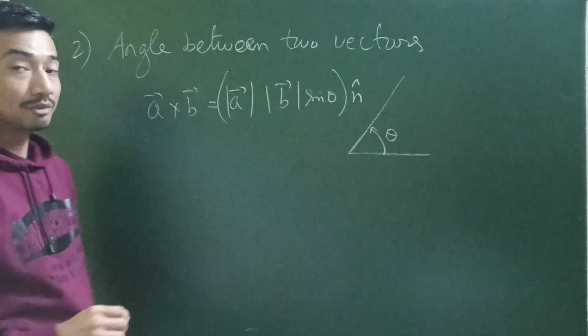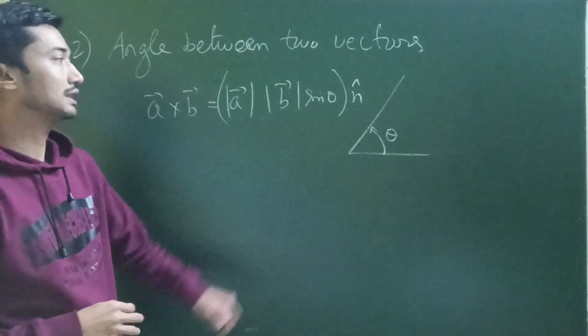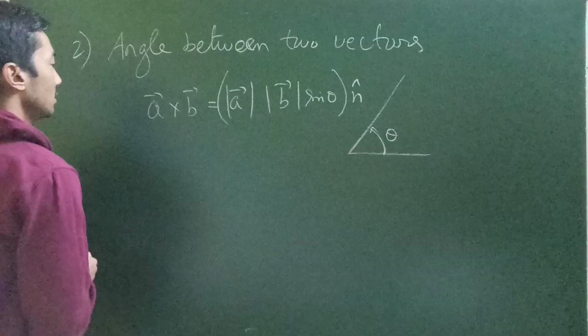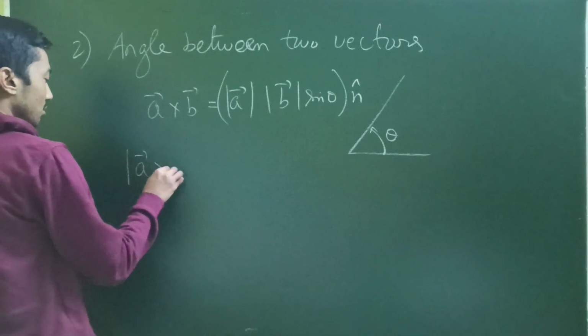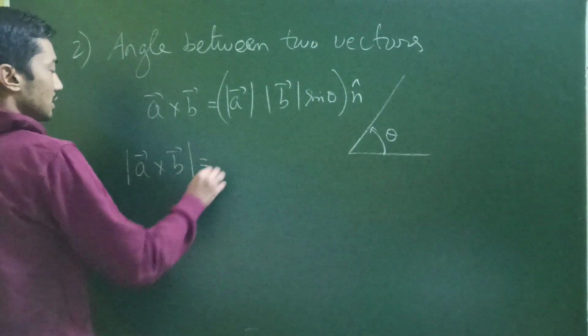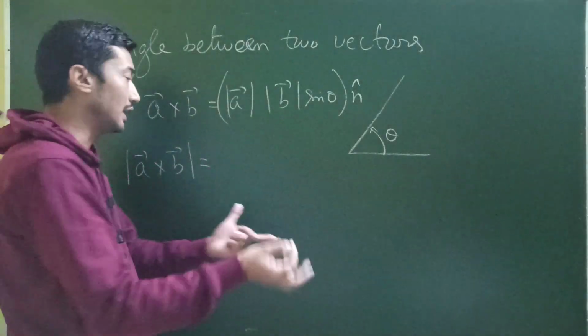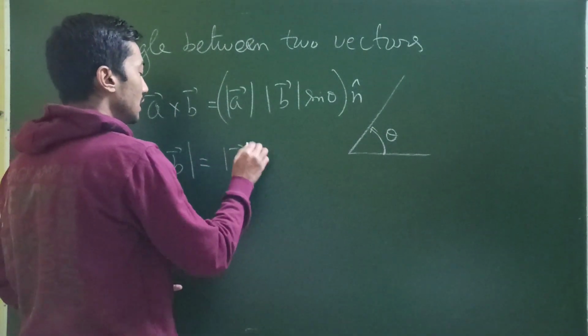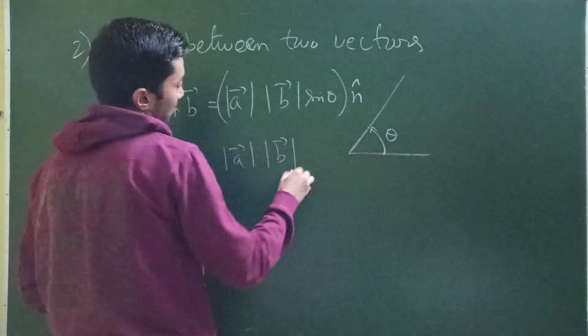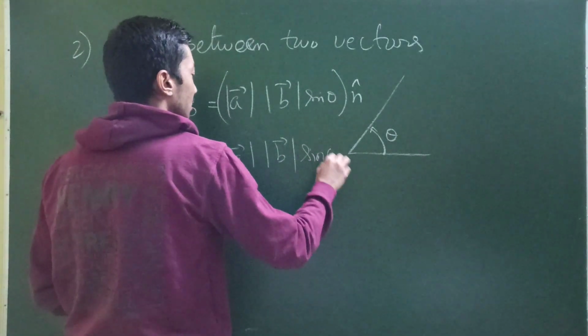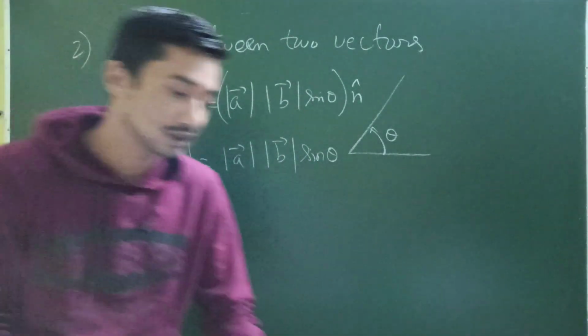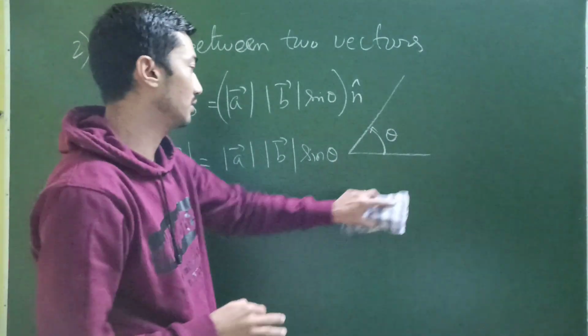Now to find out the angle between two vectors using cross product, what we do is we take the magnitude on both sides, that is the modulus on both sides. Now what is the magnitude of A? It will be the same, again magnitude of A, magnitude of B. Sine theta will always be sine theta only, isn't it? We're talking in terms of magnitude only, alright?